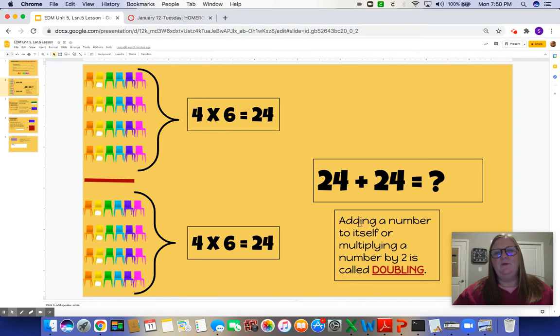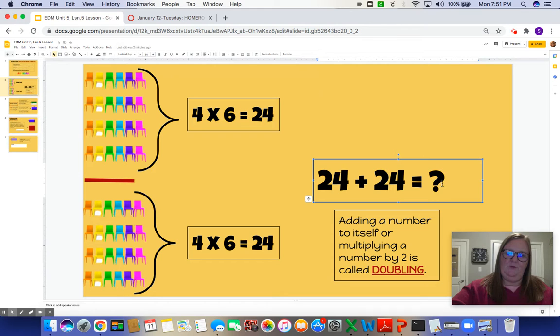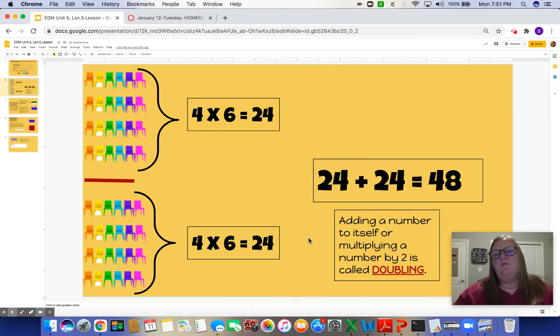Now, anytime that we are adding a number to itself, like 24 plus 24, or we could multiply a number like 24 times 2, it's called doubling. So 24 plus 24 equals, I'll give you just about 5 seconds to think about that. Hopefully you got 48. And if we took 24 times 2, you would also know that that is 48. So there would be 48 total chairs.